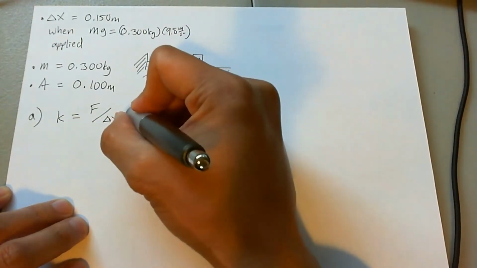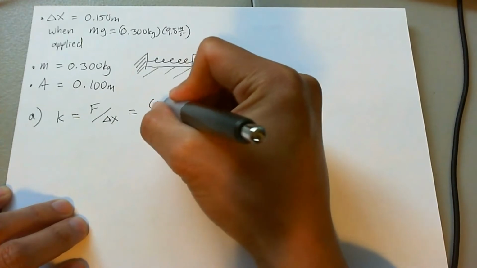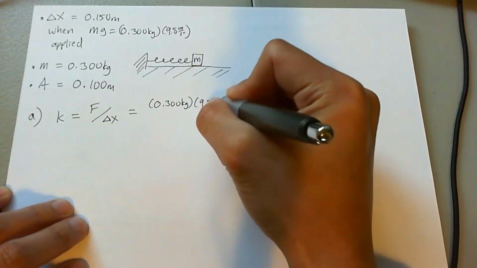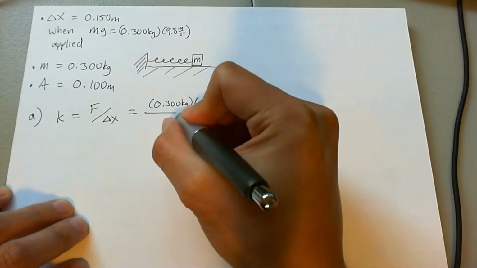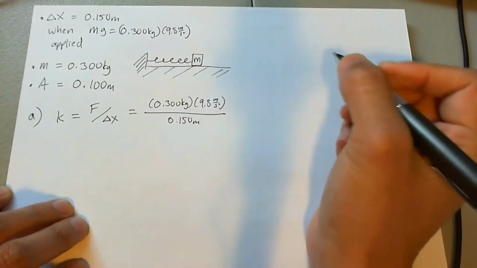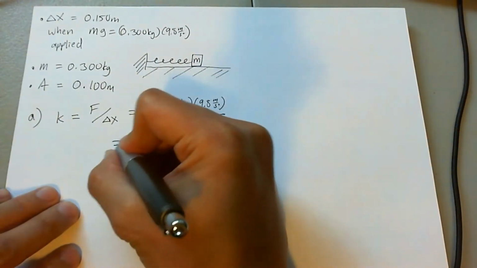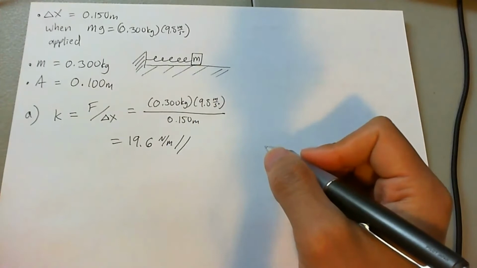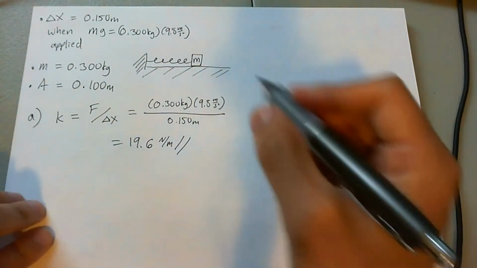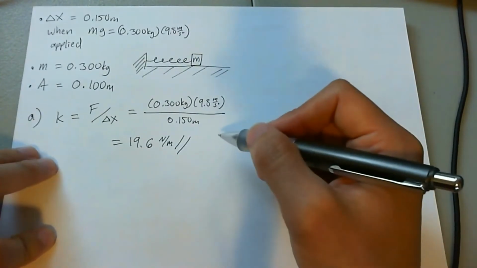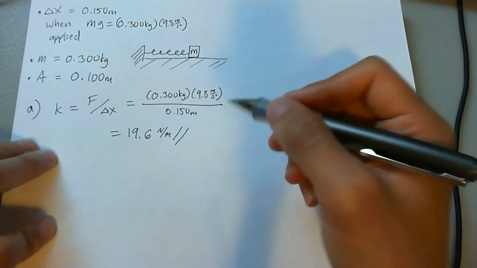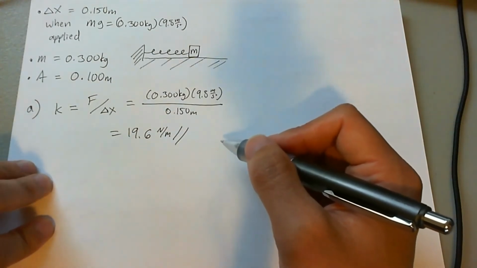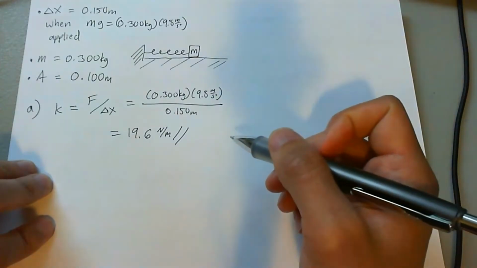Now plugging in the fact that a force of 0.300 kilograms multiplied by 9.8 meters per second squared was applied to the spring, and it stretched 0.150 meters, the spring constant ends up being 19.6 newtons per meter, and that's the final answer. Now, since you have k, we can add that to our toolkit of things that we know from this problem, and then we can answer new questions from there. Luckily for us, the question goes from A to G using stuff that we know from previous parts.